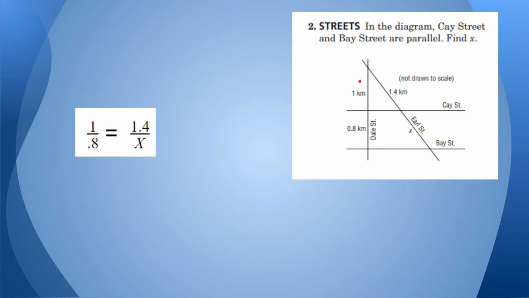We have to remember that we have to set up our proportions, and our proportions work this way. Since we have two parallel lines running through these transversals here, we're actually creating proportional segments of these lines. So we've got 1 kilometer over 0.8 kilometers. Here's our first ratio. But we've also got 1.4 kilometers over x. So here's our second ratio, setting up our proportion. 1 over 0.8 equals 1.4 over x. Remember, we can do this because we have parallel lines with transversals running through them.